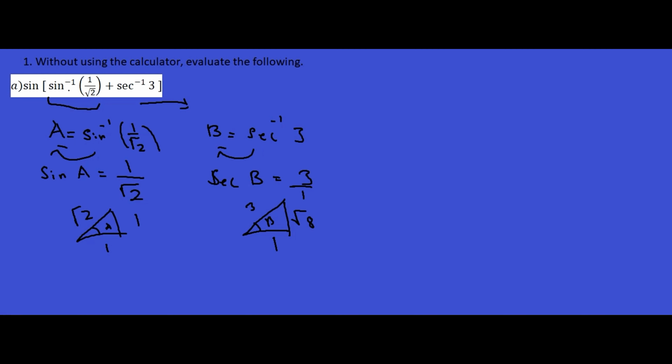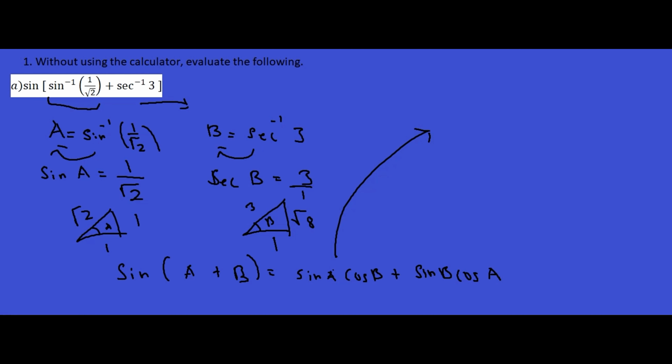And then after that we substitute it. We replace the arc sine and the arcsecant with the respective letters that we have chosen. Sine of A plus B. You realize that this is similar to a formula, the addition formula: sine A cos B plus sine B cos A. Now we just need to replace it.